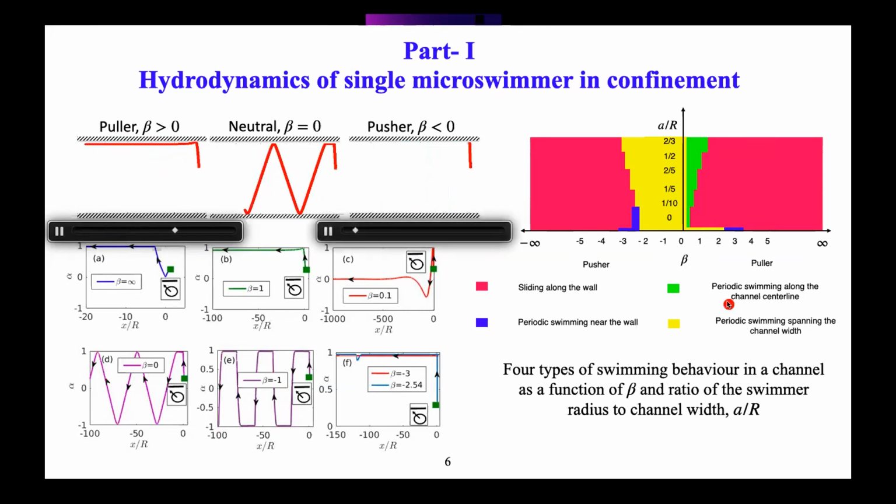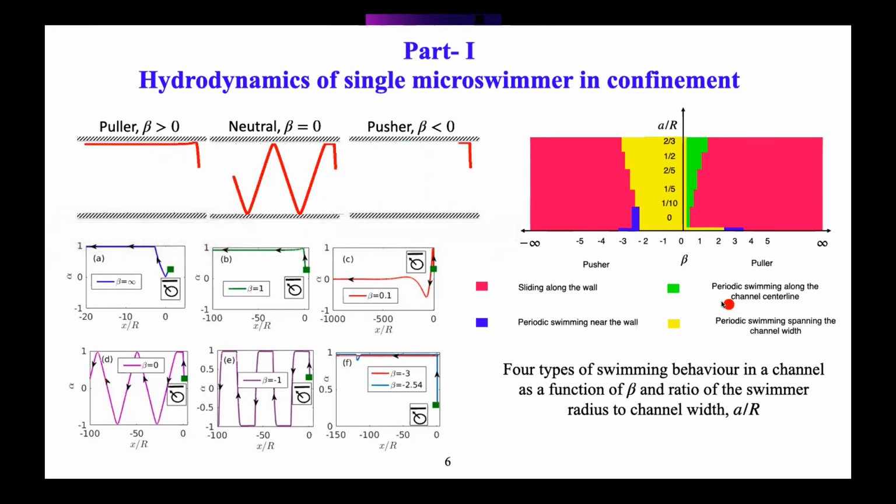And the second behavior is periodic swimming along the channel center, that you can see in the case of weak pullers. That is shown in this picture here. A weak puller would bounce back from the nearest wall and it oscillates at the channel center. And the third behavior is periodic swimming near the wall. That is again observed for certain pushers and pullers. In that case, we see that the pusher or puller would go to the nearest wall and it oscillates near the wall before it continues to move near the wall.